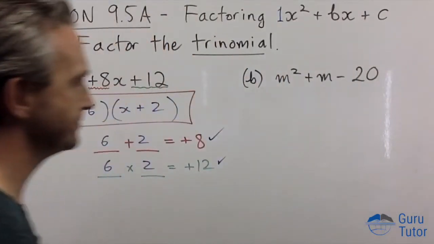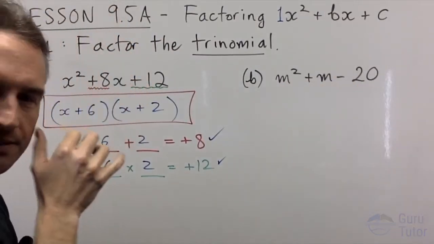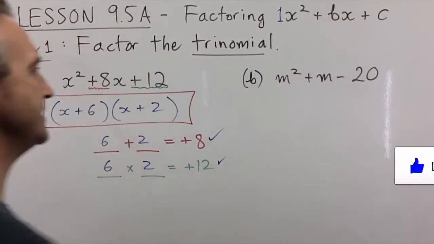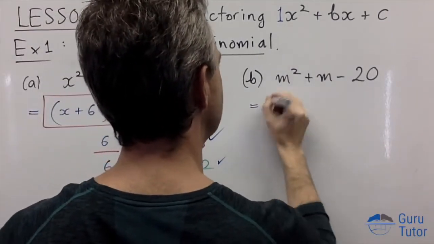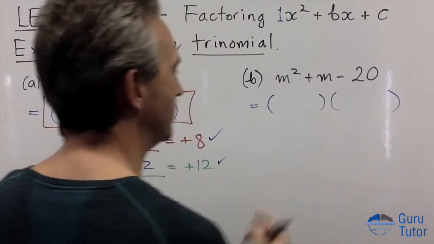Let's try another one. m squared plus m minus 20. So we're not using x this time. We're using m. So it's going to be the same process. Equals something times something, a binomial times a binomial.